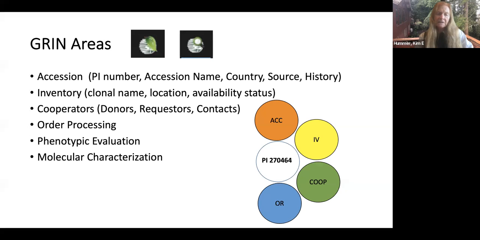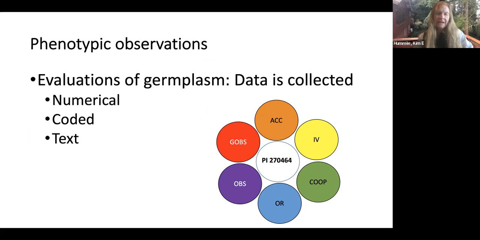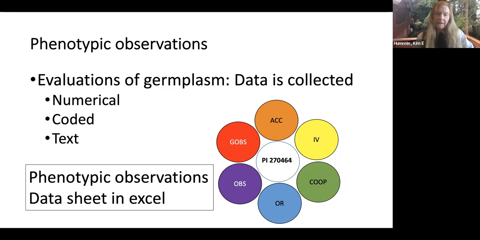There's an order processing section. And today, what we want to emphasize is the phenotypic evaluation of a record. And then there's one more, the genetic observation or the molecular characterization of that accession. But today, we want to focus on phenotypic observations. These observations can be taken in numerical variables, coded variables, or as text. Today, we're going to be talking about numerical data that we've recently collected.